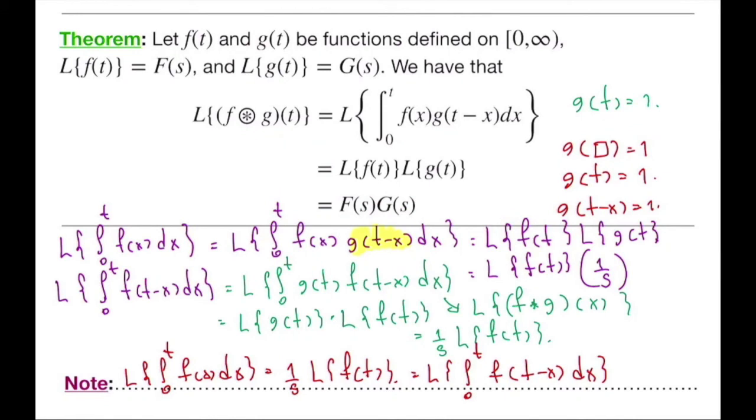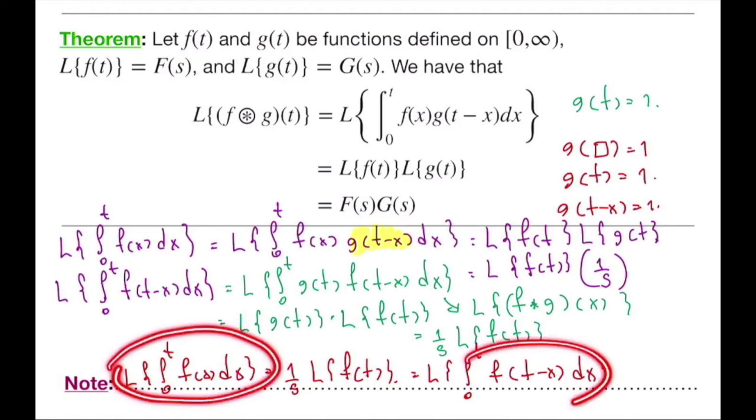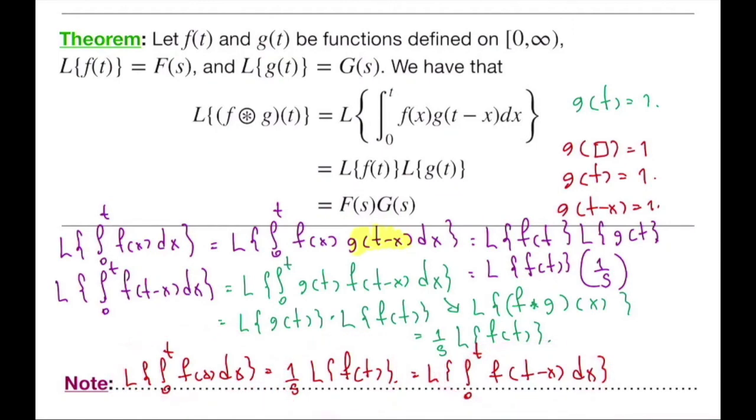On this page you need to know two things. This is the most important thing. The first thing: the Laplace transform of the convolution of f and g is the Laplace transform of f times the Laplace transform of g. That is a really good property. And the Laplace transform of this integral is 1 over s times the Laplace transform of f(t).